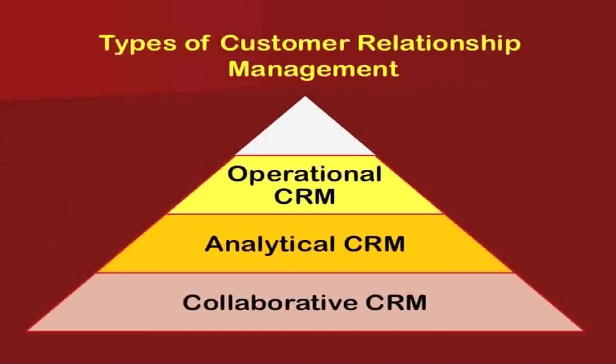Let's first study the types of customer relationship management, that is CRM. First we have the operational CRM, then we have the analytical CRM, and then we have the collaborative CRM. So there are three types of CRM which work at operational level, analytical level, and collaborative level to serve the customers.